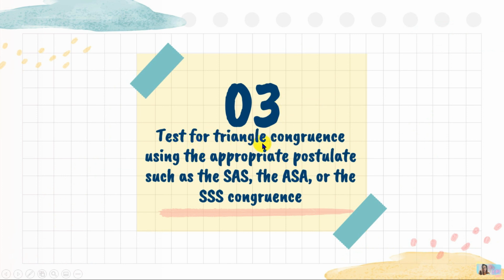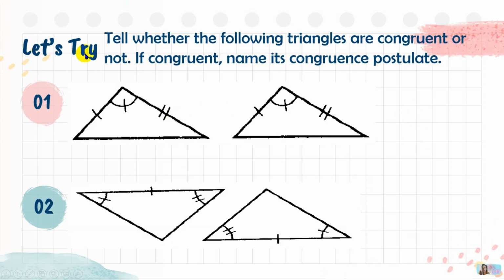So, we have to test for triangle congruence using the appropriate postulate such as SAS. Again, anong ibig sabihin ng SAS? That is side angle side. The ASA, we have angle side angle. And then the last one is the SSS or the side congruence. So, let's have this activity. Let's try. Tell whether the following triangles are congruent or not. If congruent, name its congruence postulate.